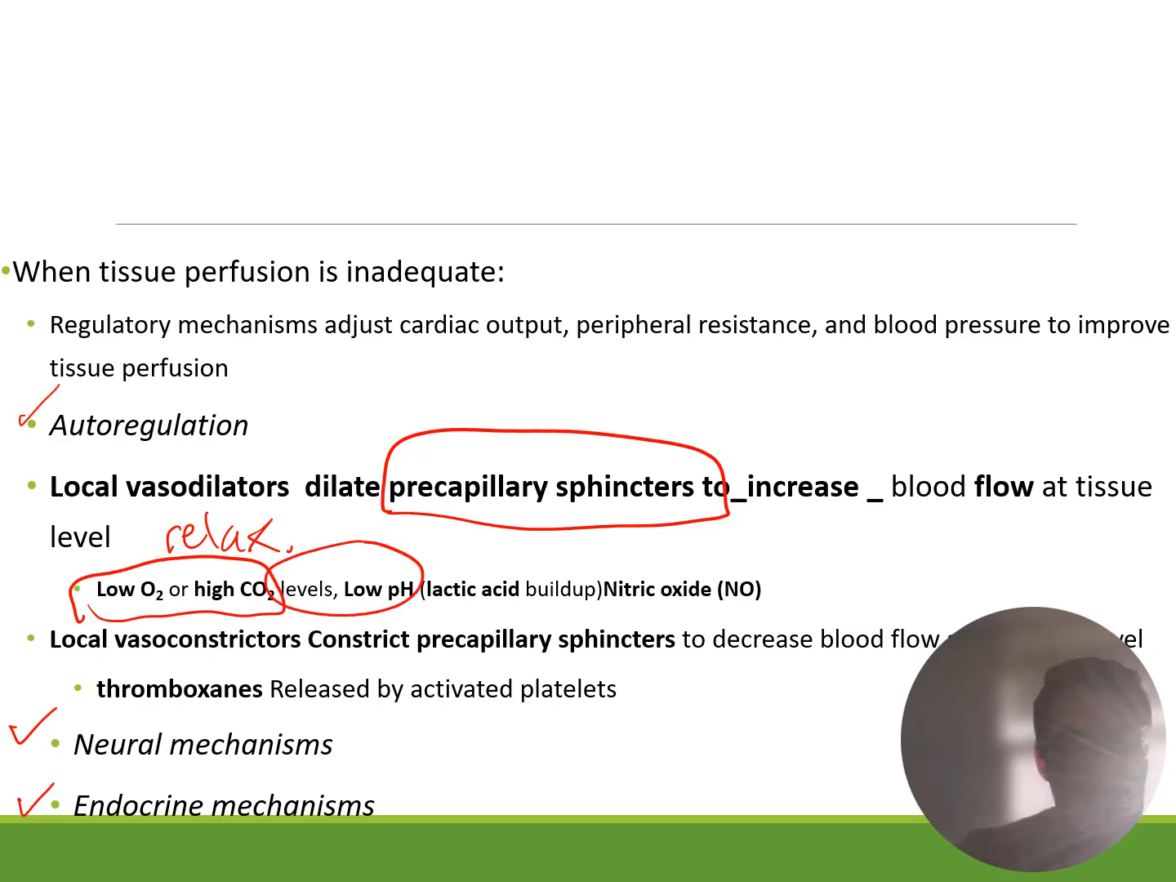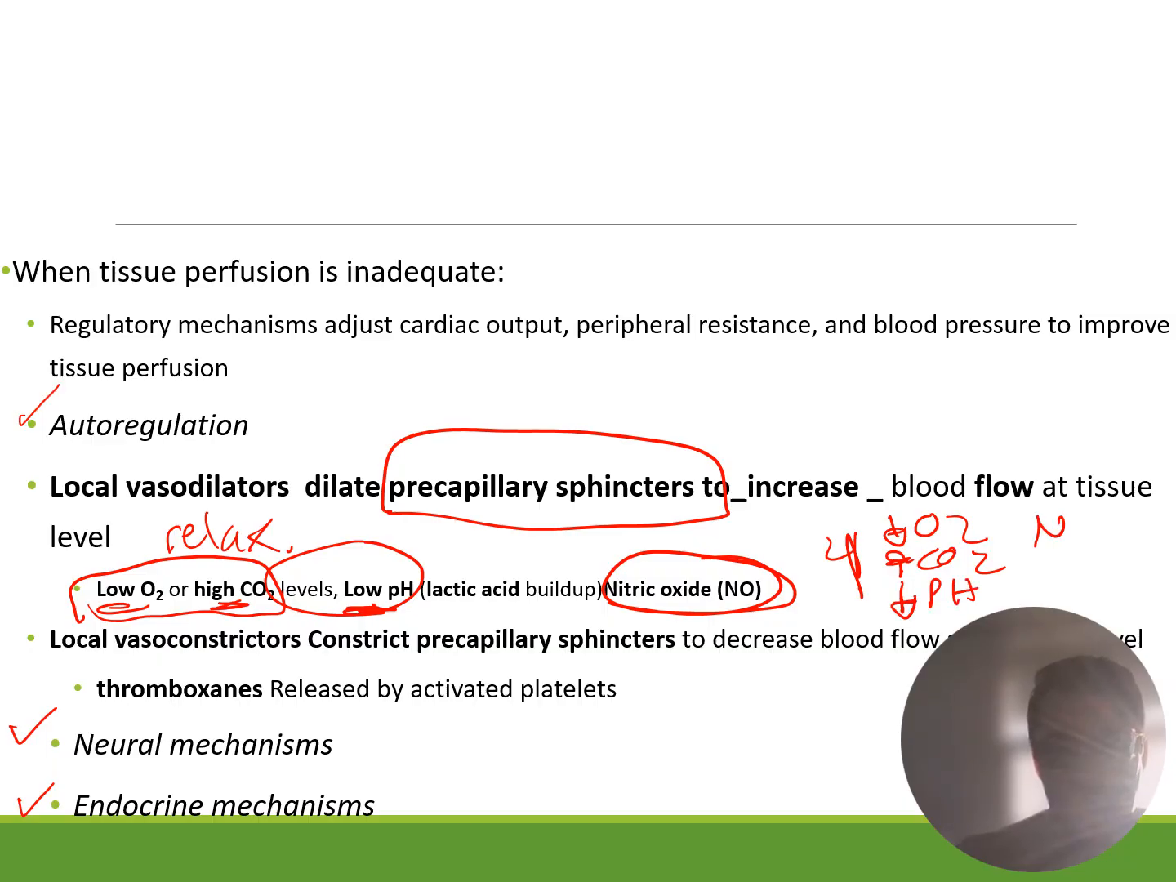as well as low pH. Know these three. These are the three elements that will allow the precapillary sphincter to relax so that there is more blood flow to be taken there, as well as nitric oxide. So we have four: low O2, high CO2, low pH, and nitric oxide.